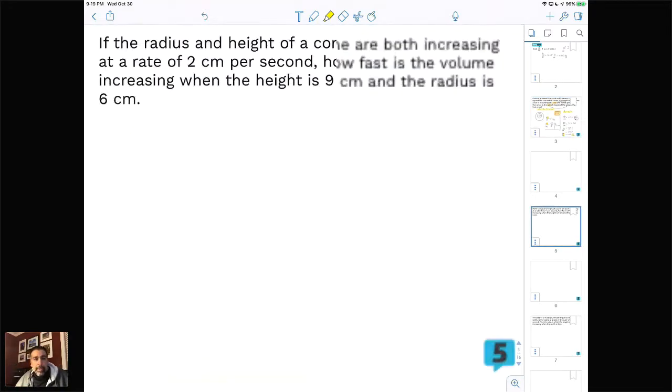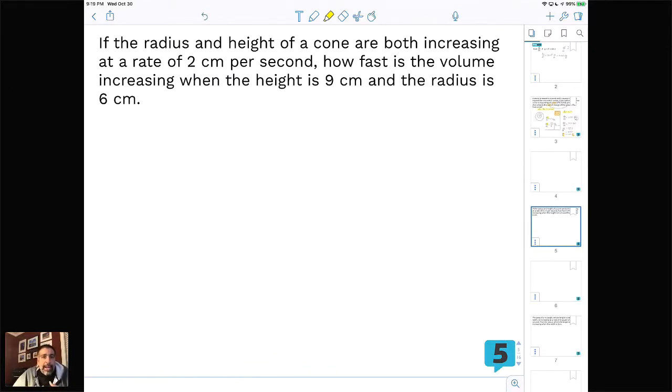So if you guys would move with me to this next one. In this example, we have the radius and the height of a cone are both increasing at a rate of 2 centimeters per second. How fast is the volume increasing when the height is 9 centimeters and the radius is 6 centimeters? Okay, so if you can picture this, we've got a cone, and the cone is changing its size. And because the cone is changing its size, there are multiple things that are changing. The cone is getting bigger, so the volume is changing, but the radius and the height are also changing along with it.